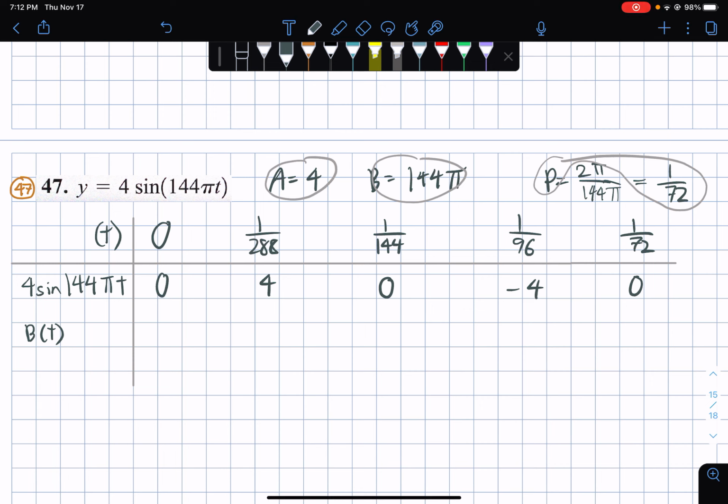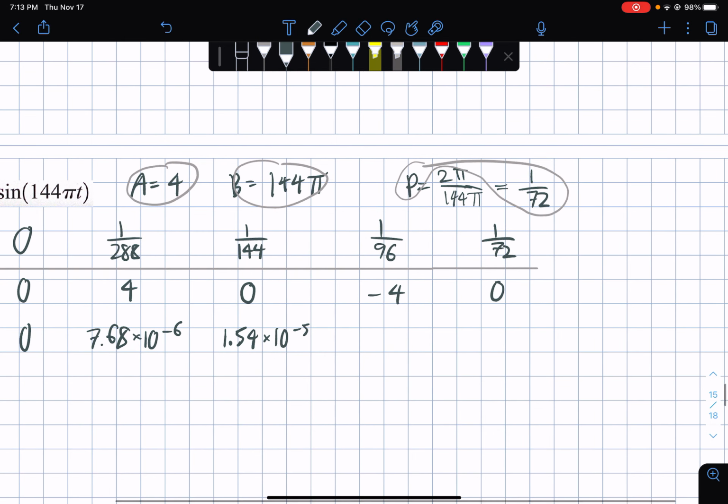The bt would be t over b, so 0 here. 1 over 288 divided by 144 pi is, let's see, I'm sorry, it's 7.68 times 10 raised to negative 6. 1 over 144 divided by 144 pi is 1.53 or 1.54 times 10 raised to negative 5. 1 over 96 is 2.30 times 10 raised to negative 5. 1 over 72 divided by 144 pi is 3.07 times 10 raised to negative 5.